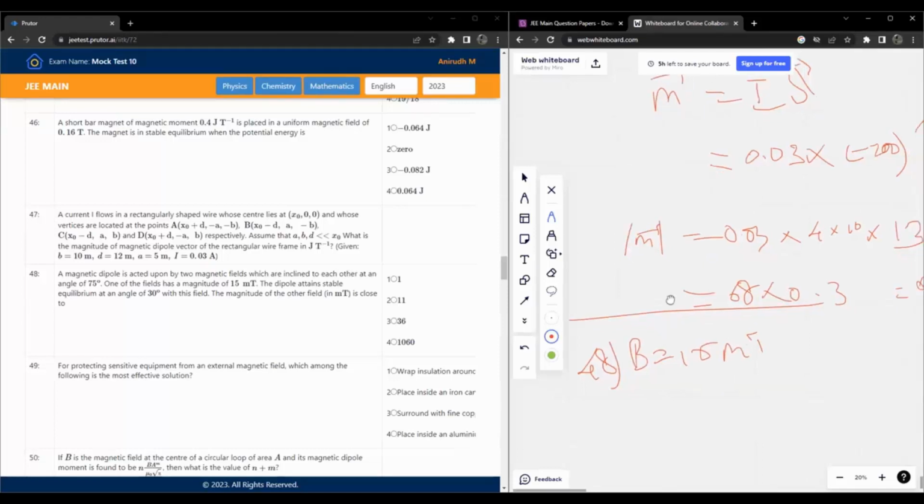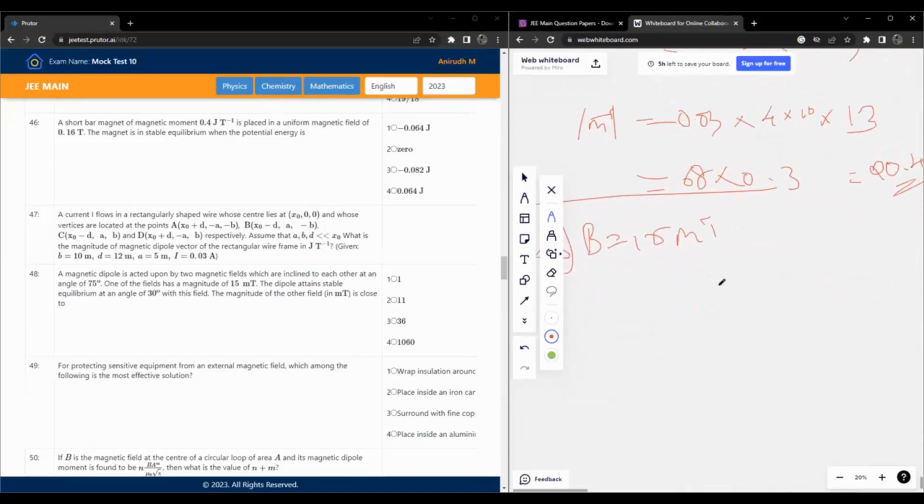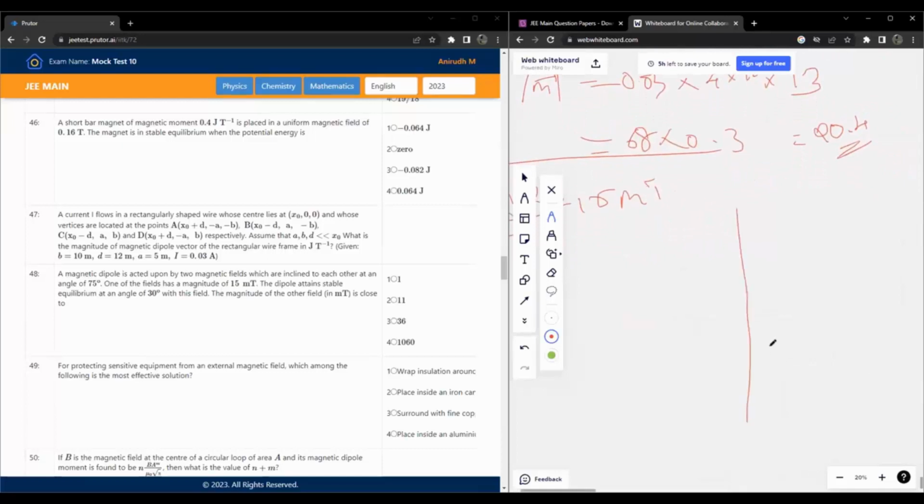One has magnetic field 15 millitesla, right? So you have two magnetic fields applied to each other, right? So you have one here. The angle between them is 45 degrees, right? So let this field have this kind of value, and you have your dipole over here, which is inclined to this field at 30 degrees. So basically, this information is for 30 degrees, right?